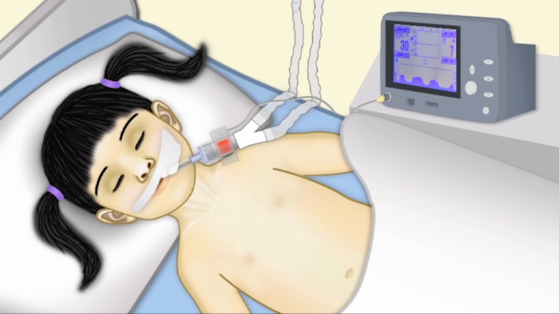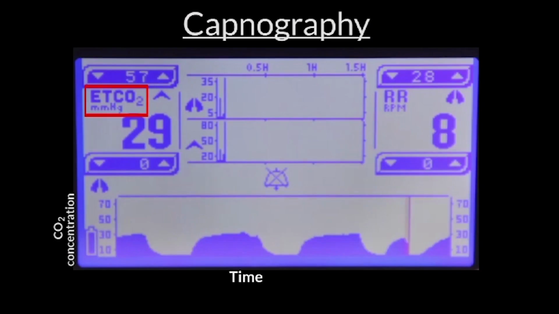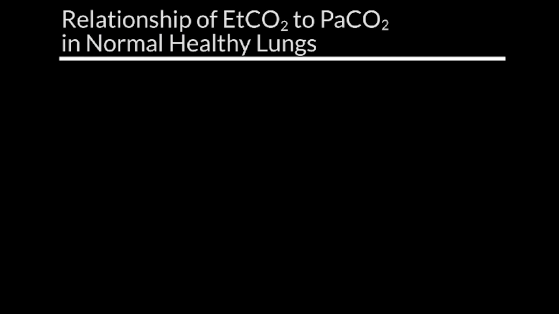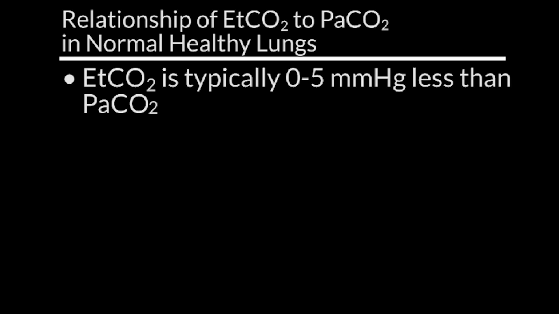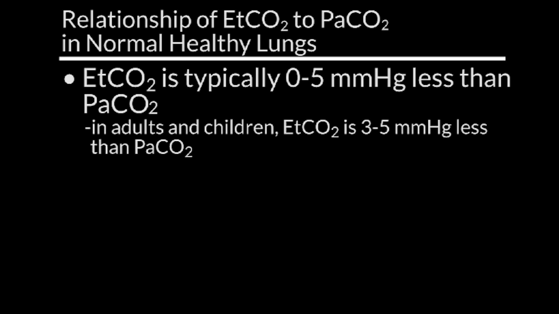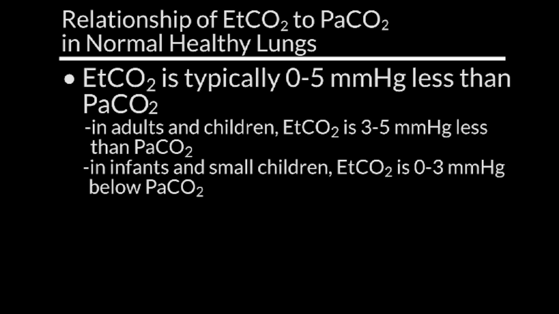End-tidal CO2 refers to the carbon dioxide detected at end exhalation using a CO2 monitor. This can be displayed as a partial pressure, millimeters of mercury, or a concentration, fractions or percentages. And of course, the partial pressure of arterial CO2 is an important concept when we talk about capnography as well. Normal end-tidal carbon dioxide across a population from infants to adults is typically 0 to 5 millimeters of mercury below the arterial CO2. In adults and pediatric patients, this can be anywhere from 3 to 5 millimeters of mercury below, or in infants and smaller pediatric patients, anywhere from 0 to 3 millimeters of mercury below the arterial.